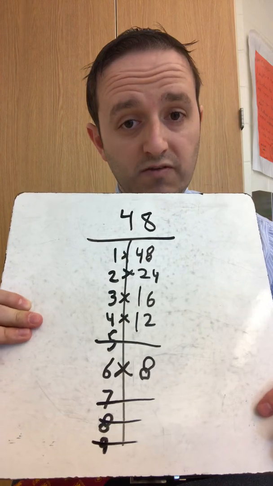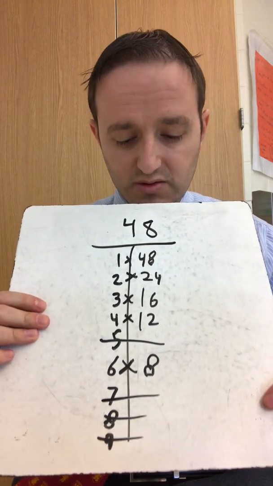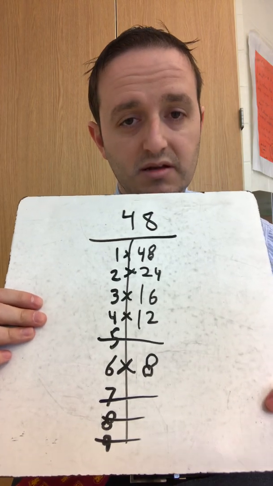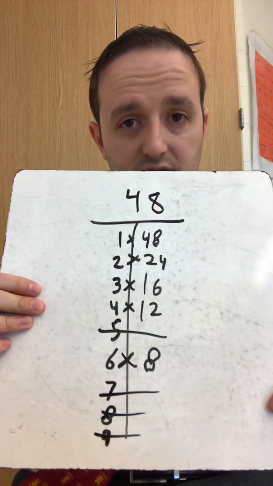So your factors of 48 are 1 times 48, 2 times 24, 3 times 16, 4 times 12, and 6 times 8. All right? Hopefully you've learned how to identify factors for a given number.